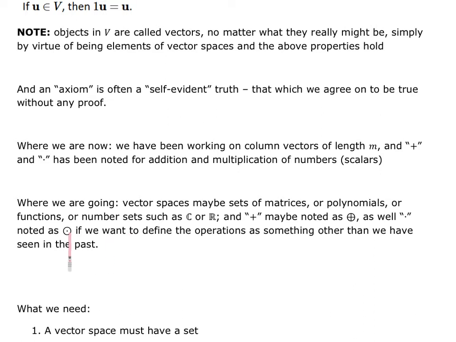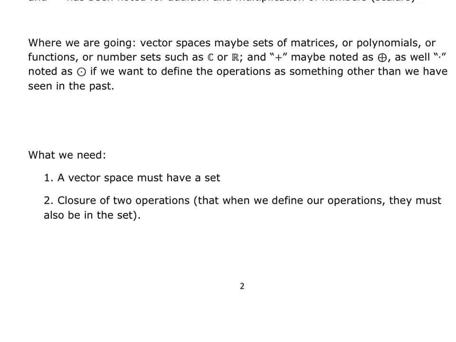And our multiplication may be noted as this. That means that we're going to define what it means to be this multiplication. It may be something different than what we expect it to be. So be aware that the plus and the multiplication symbol now could be a plus with a circle around it, or a multiplication symbol inside of a circle. And all that means is that I have to define what that symbol is going to represent in terms of my vector space. That's all it means.